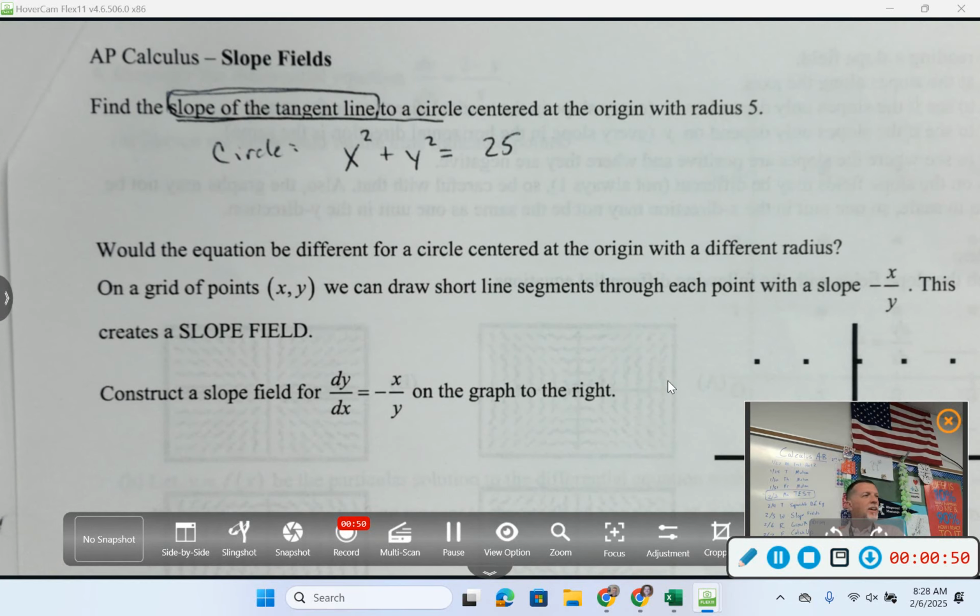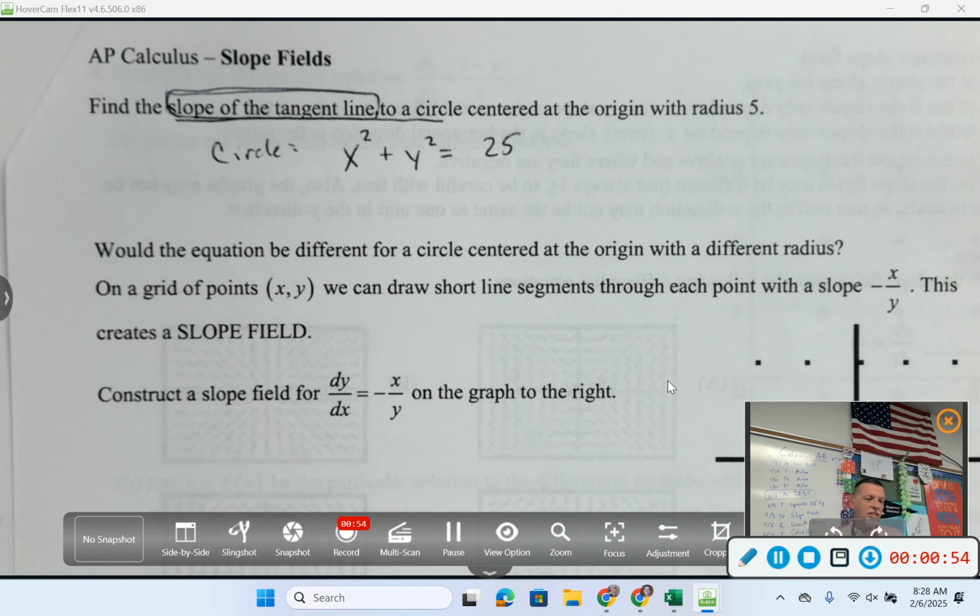Okay, but we want to find a derivative. We want to find dy dx so that we can get a slope of a tangent line.